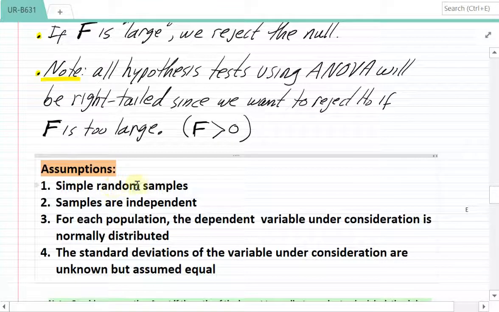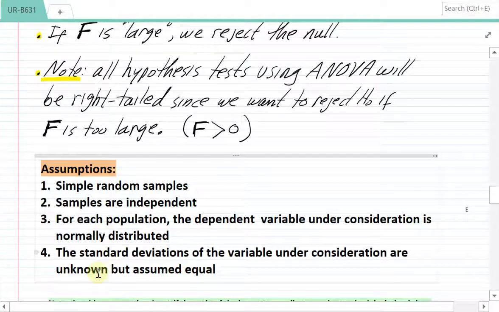Now, the simple random sample we can ensure by the way we conduct the experiment. Independence is also ensured by the manner in which we conduct the experiment. And number three, these must be normally distributed. We can always do a box plot, a histogram, or a probability plot. Remember, we did that in the previous lecture: a PP plot or a QQ plot, they call them, probability plots.